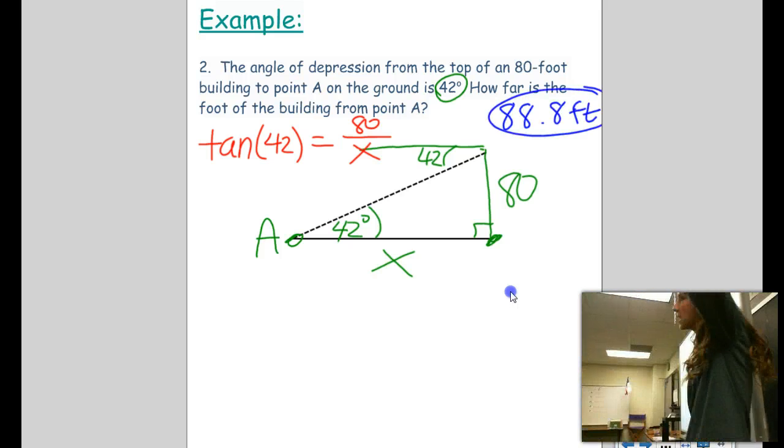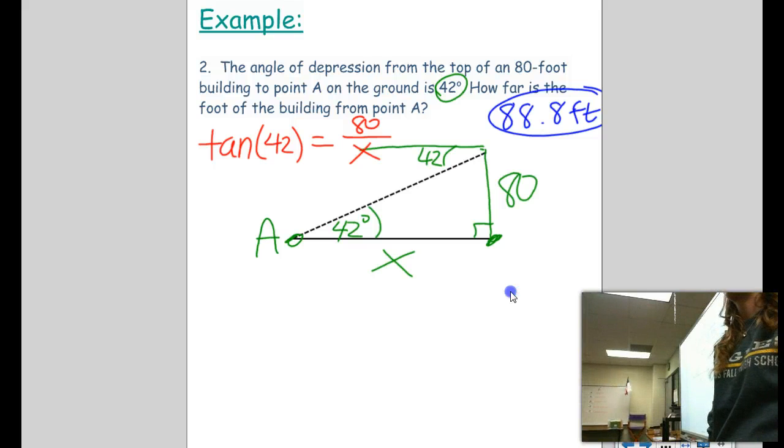So that person's standing 88.8 feet away from the building. 80 divided by tan 42. You're doing great. 2 down, 2 to go.